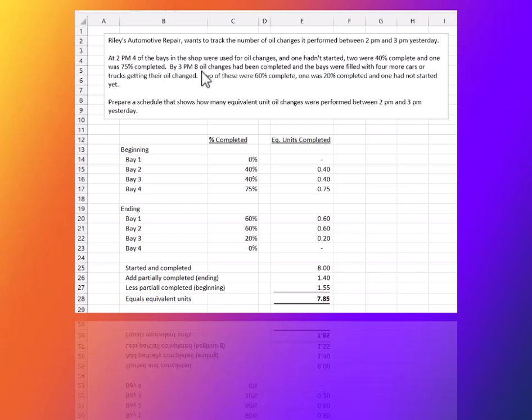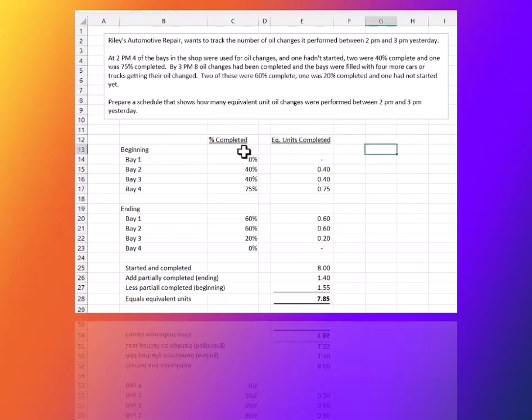By 3 p.m., 8 oil changes had been completed, and the bays were filled with 4 more cars or trucks getting their oil changed. 2 of these were 60% complete, and 1 was 20% completed, and 1 had not started yet. I think this should say complete. Okay, but we'll just keep going and ignore my grammatical error. Prepare a schedule that shows how many equivalent unit oil changes were performed between 2 and 3.